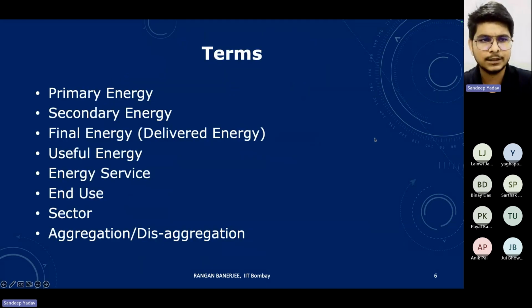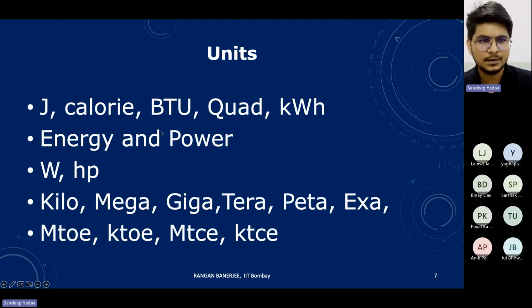Now, these are the terms like primary energy and secondary energy. These are already explained in detail, so I will just go through them briefly. And these are the conventional units like joule, calorie, British thermal unit, quad, kilowatt hour. These are the units of energy. Different kinds of applications require different kinds of units, so these are all the units that are being used.